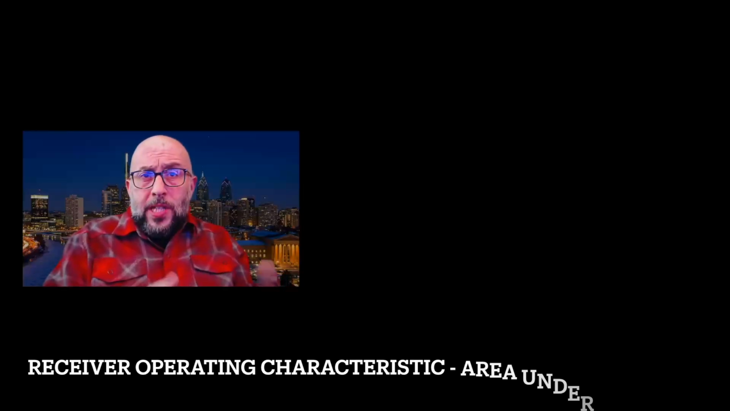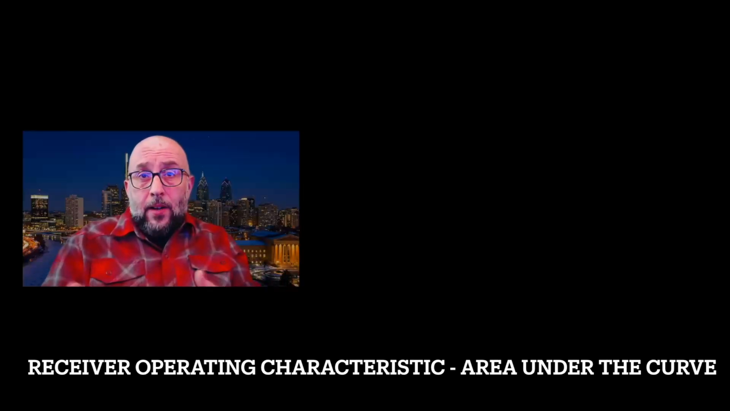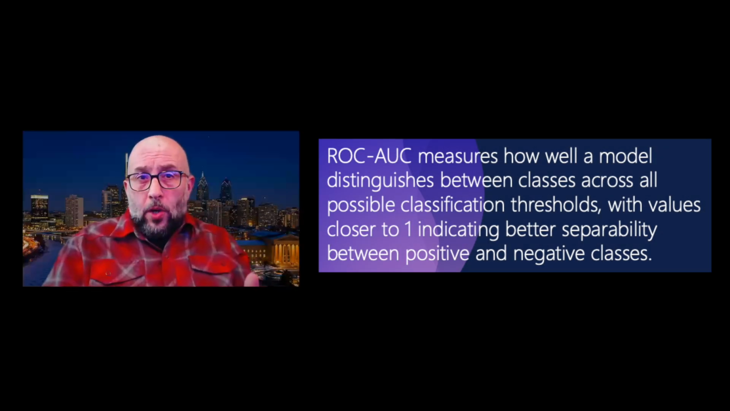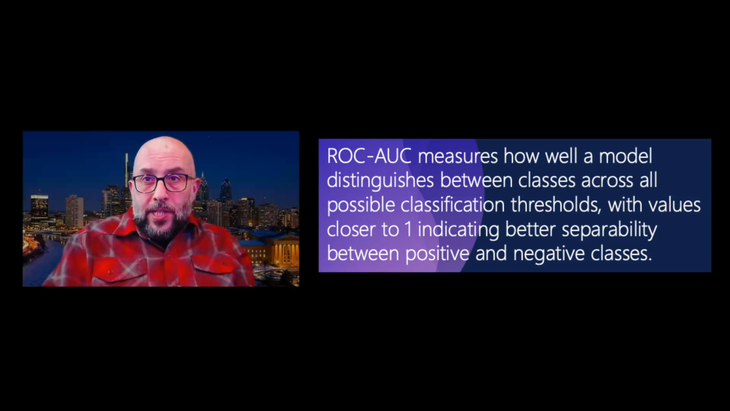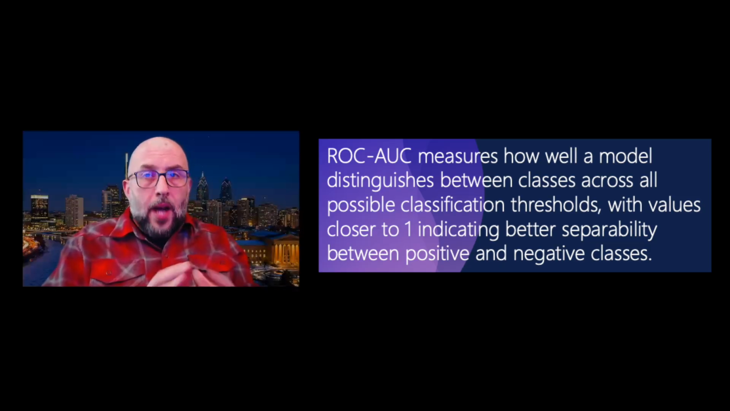Throughout this course, we've used the term ROC-AUC quite a bit, but I realized I should probably define that also. ROC-AUC is Receiver Operating Characteristic, Area Under the Curve. ROC curves plot the true positive rate against the false positive rate at every threshold. AUC summarizes that entire curve into one number.